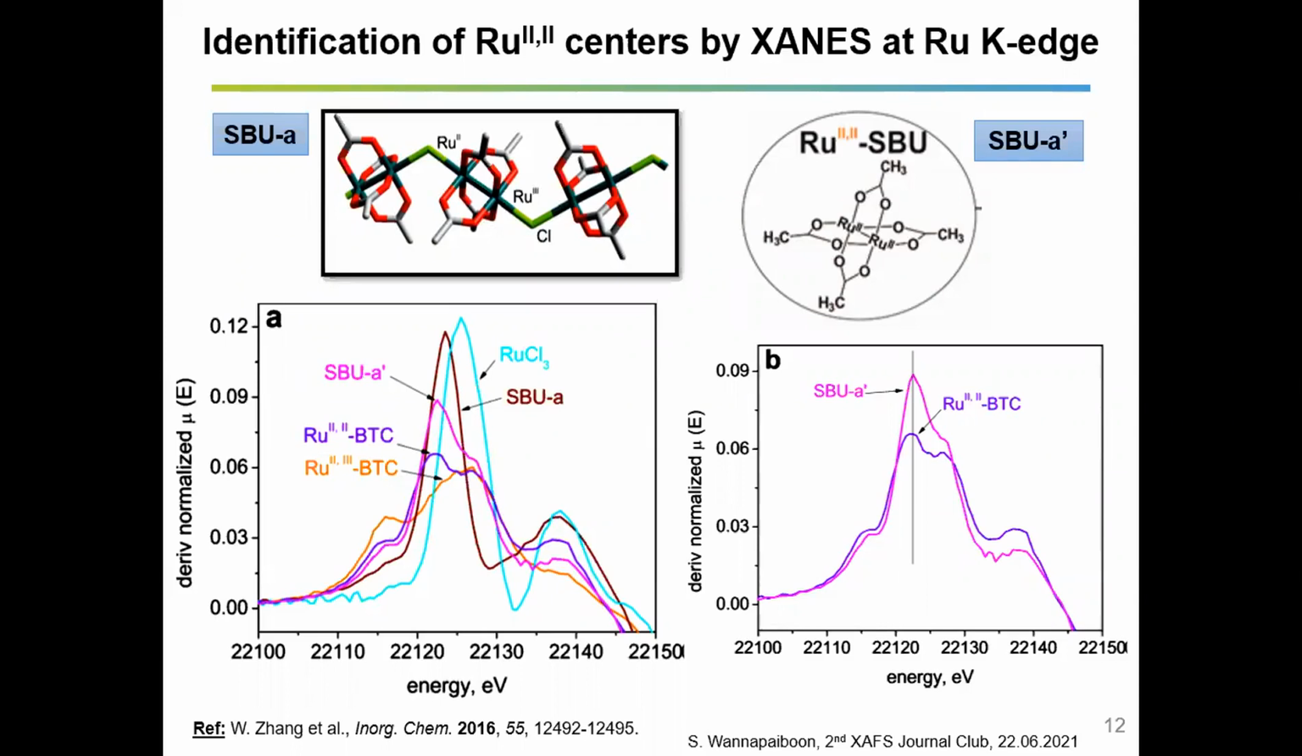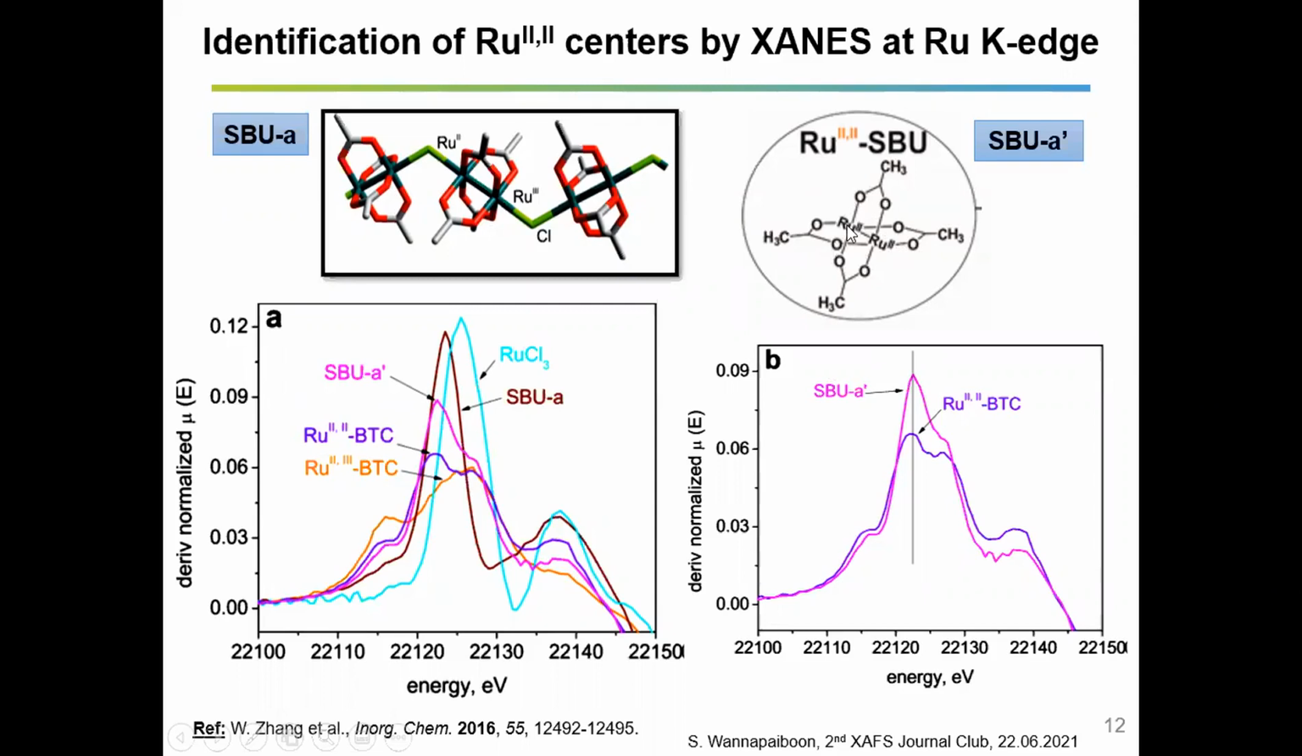And we can identify that the MOF product basically resembles the pattern of the absorption edge of the SBU A prime here, which has a structure that looks like this: we have the ruthenium-2,2 clusters inside.